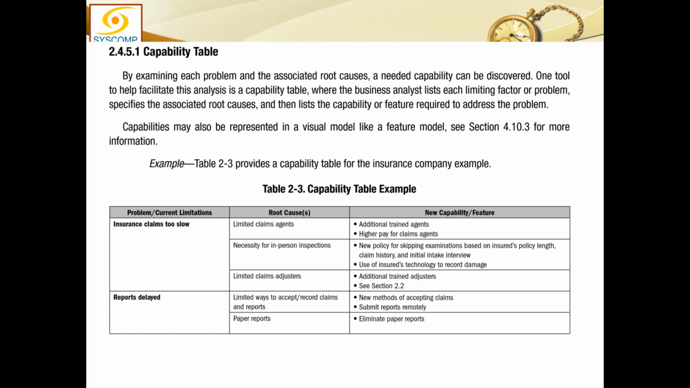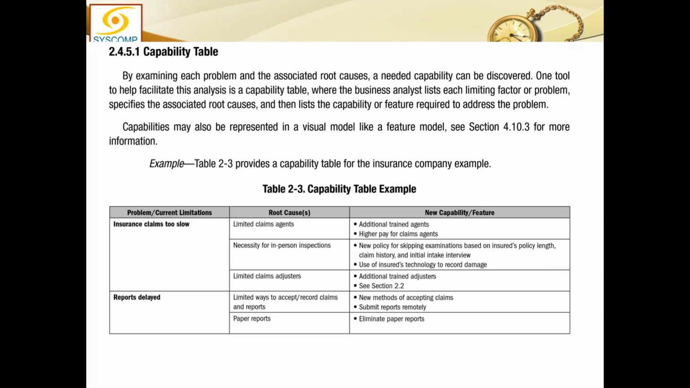Right? So in the first column, you have the problem or current limitation. Specify the associated root cause. So whatever could be the root causes for each one of those problems, all of the root causes will be listed down under it. And then list the capabilities or features required to address that problem. So to fix that root cause, what all capability is to be added. Capabilities may also be represented in a visual model, like a feature model, which we'll talk about later in section 4, not here.